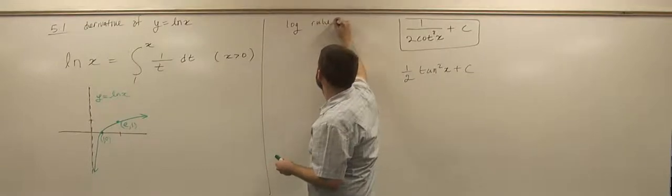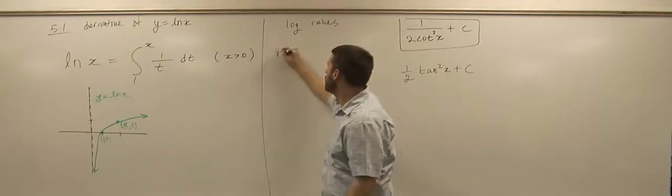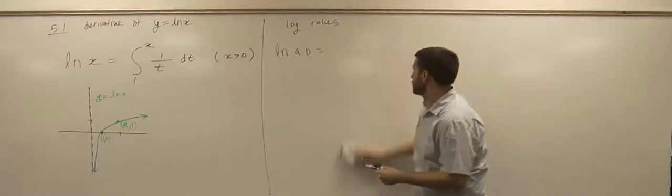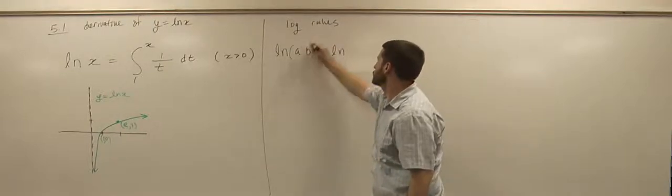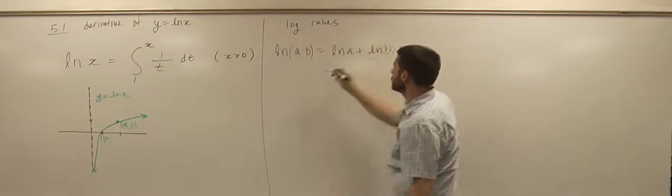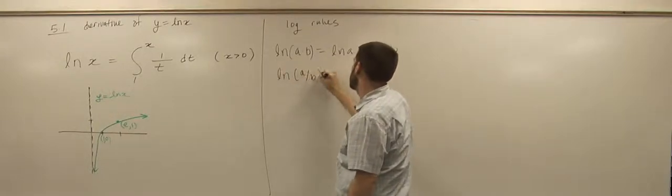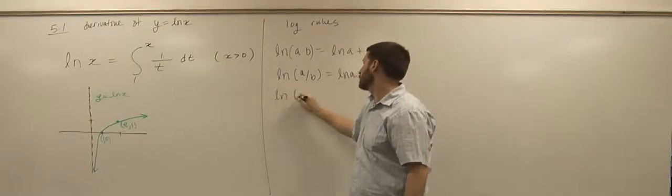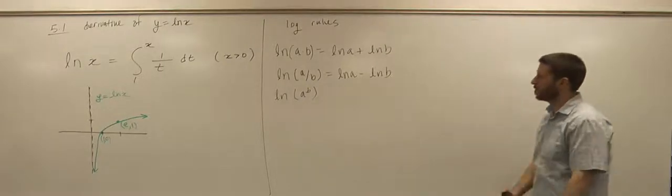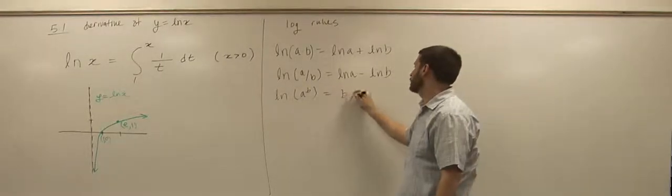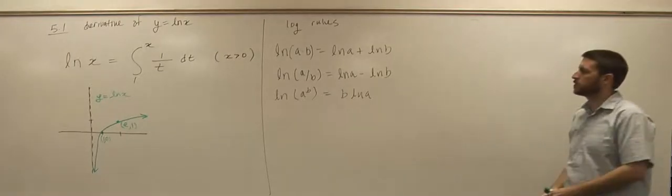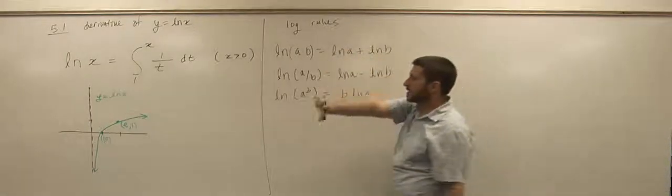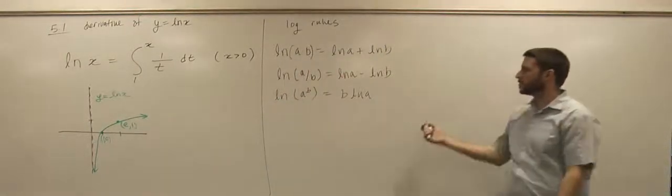Log rules. Things like if you take natural log of a product, you get what? Natural log A plus natural log B. So you add them up. You can do the same thing for a quotient, A over B. That becomes subtraction. And then you have an exponent rule as well. The exponent comes down in front. This is kind of our basis. Really remembering these, getting this graph, that's review.